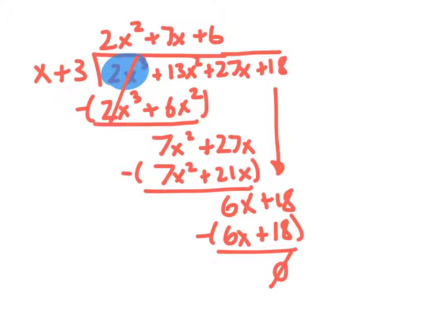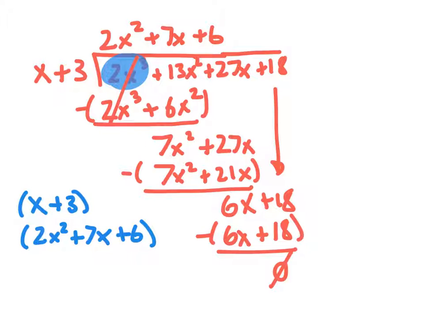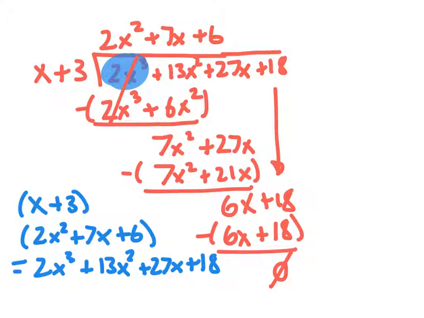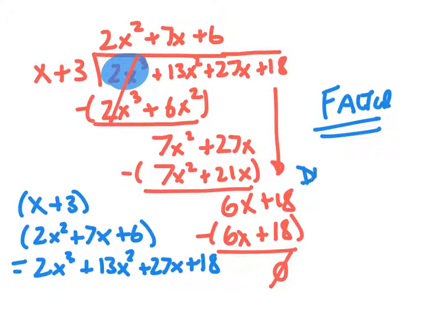What we get, let me use a different color, is that x plus 3 and 2x squared plus 7x plus 6 together equal that bigger polynomial. So again, what this actually is allowing me to do is, this is a different way to factor. Because to factor is another way just to say to divide into it. And if you can divide into it without a remainder, you are indeed a factor. Let me do another one.